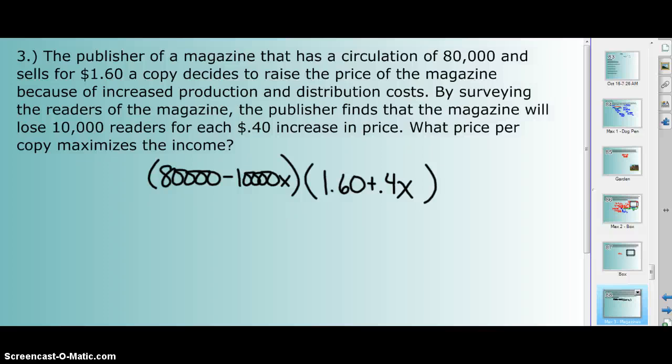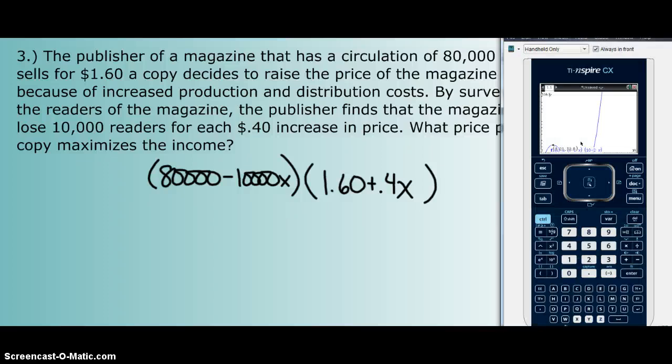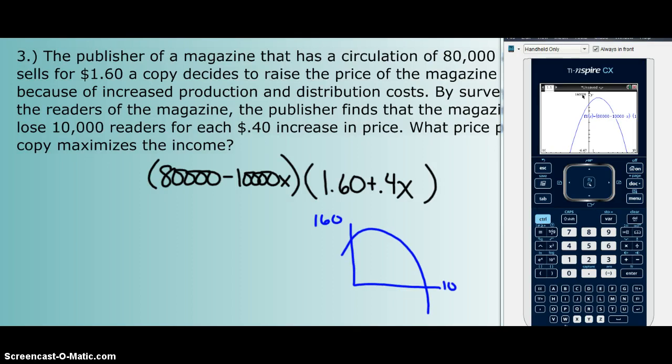So I'm going to go ahead and graph that. So I've gone ahead and graphed that one and changed my window. So you're going to come over and do a sketch of that. Nice little quadratic. We got 10, 160. Okay, so then just analyze this graph. Get the maximum. And I get 2 and then 144,000.